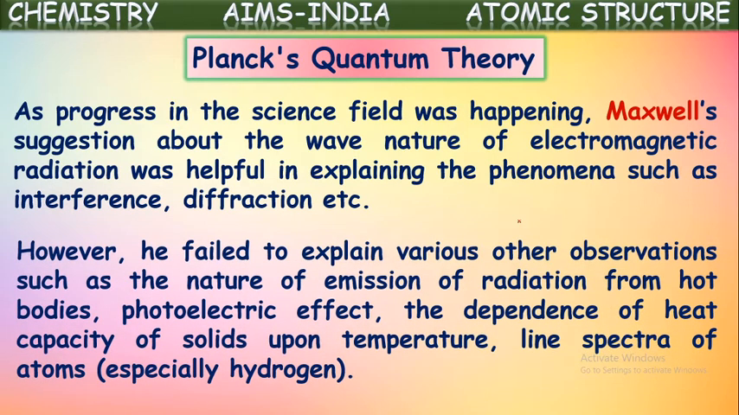However, he failed to explain various other observations such as the nature of emission of radiation from hot bodies, the photoelectric effect, the dependence of heat capacity of solids upon temperature, and line spectra of atoms. These phenomena could not be explained by Maxwell's electromagnetic theory. They were not explained clearly.